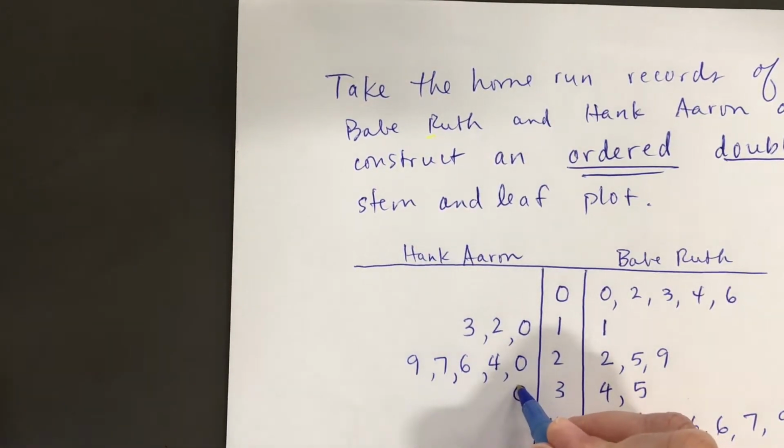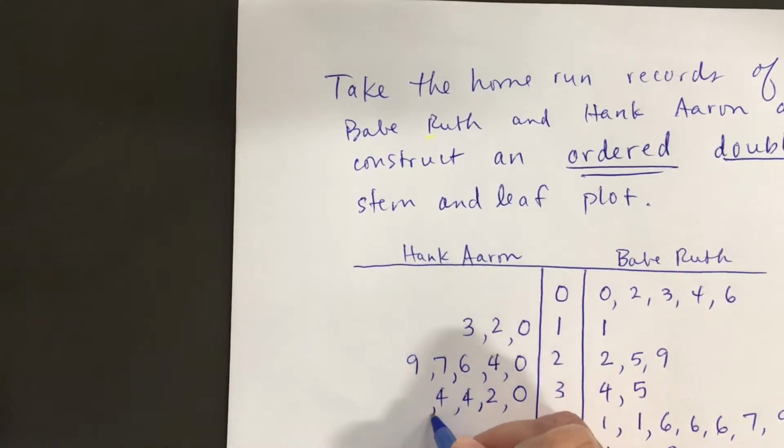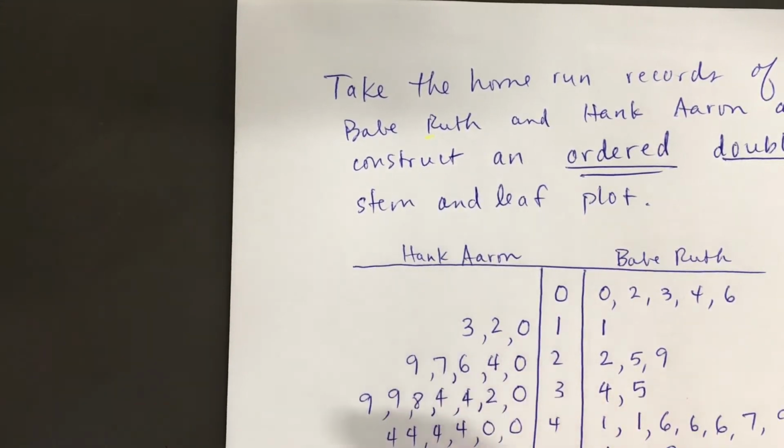In the 30s, 30. I see 32. 2 34s. 38. 2 39s. In the 40s, 2 years with 40, 4 years with 44, a year with 45, and a year with 47.